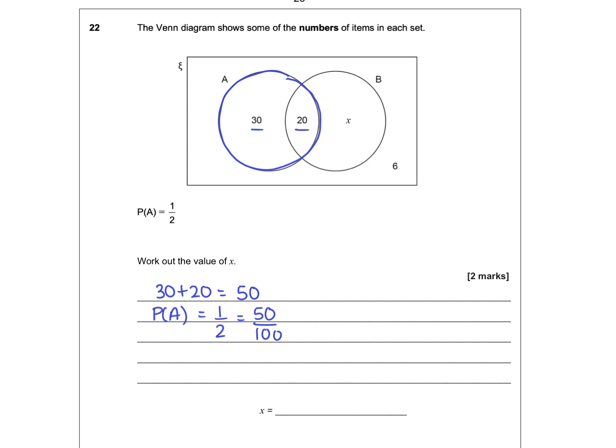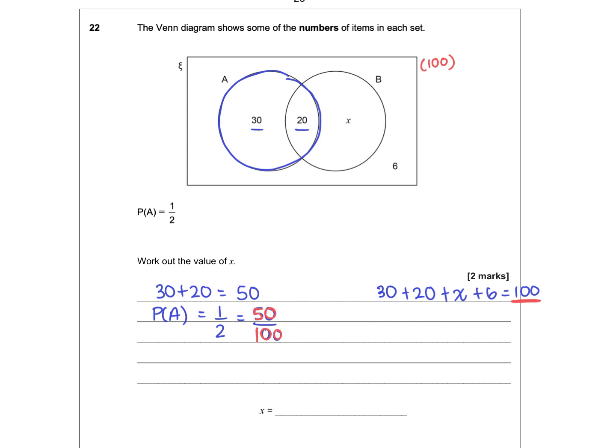So 50 out of 100 is also 1/2, which means the entire rectangle must also add up to 100. So we can go ahead and find out what's missing, which is going to be 30 plus 20 plus x plus 6 is equal to 100, because we can tell from this previous part that this was the probability of A. So everything in circle A added up to 50, and that is out of the entire total of the whole rectangle, which is 100, which is why I know that the entire rectangle has to add up to 100.